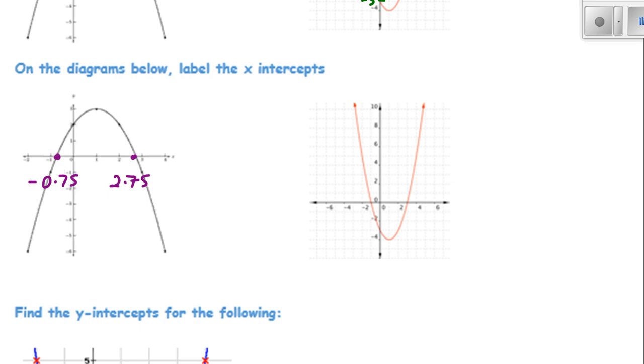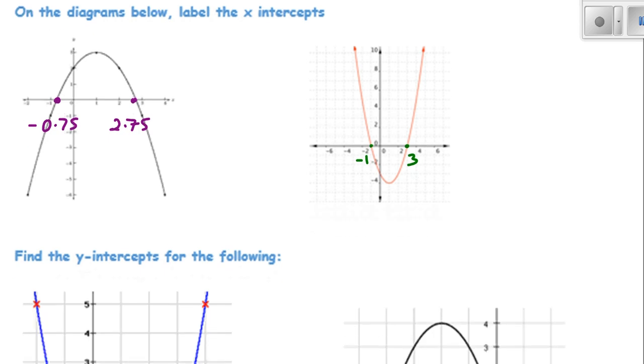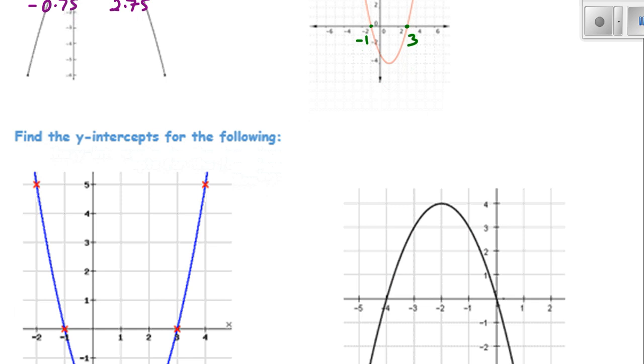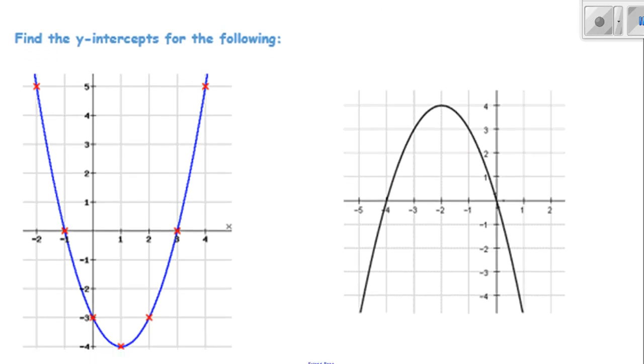It's a bit rough. Here are the two x-intercepts on this one. I think this one roughly is at negative 1, and this one is at positive 2. Is it positive 2? I don't know, it's a really badly drawn graph. Maybe it's 3, let's say 3, because again on my board it looks a bit funny. Two x-intercepts. Find the y-intercepts for the following.